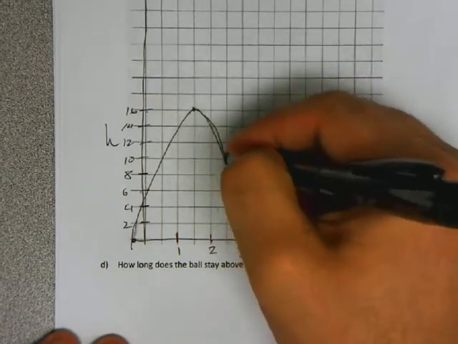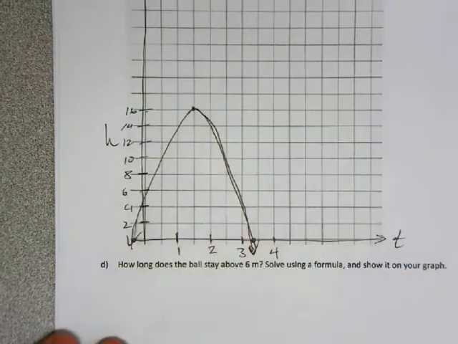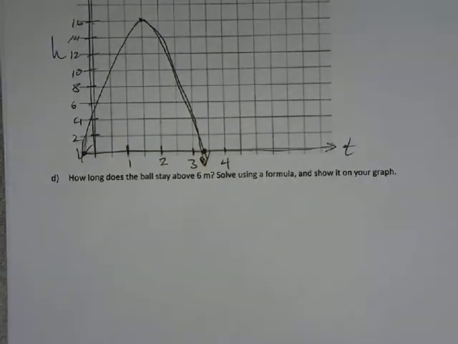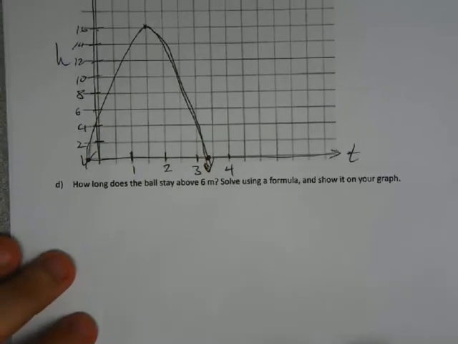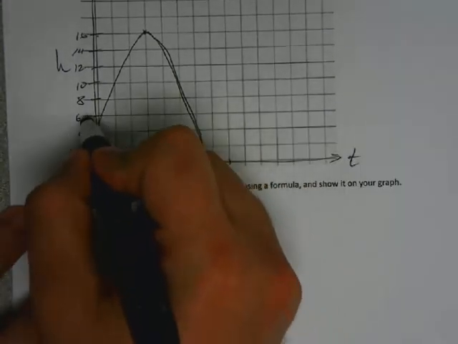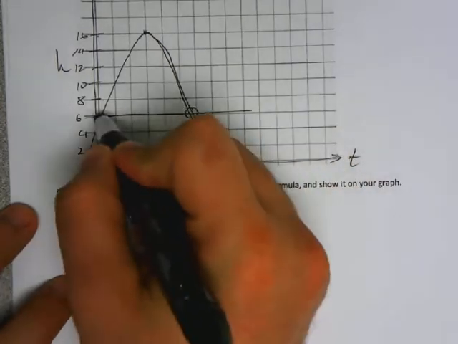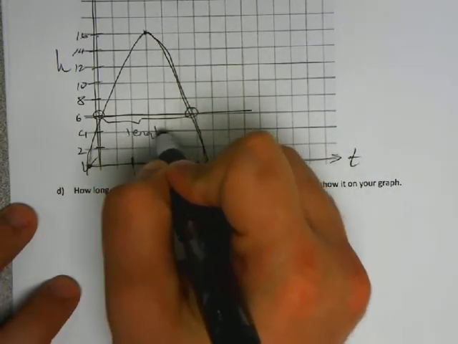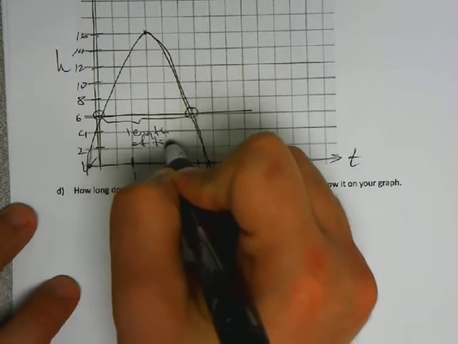All right? So there's my graph. Now the question is, how long does the ball stay above 6 meters? Solve using a formula and show it on the graph. So on the graph, here's a height of 6. So here and here, this is the length of time.